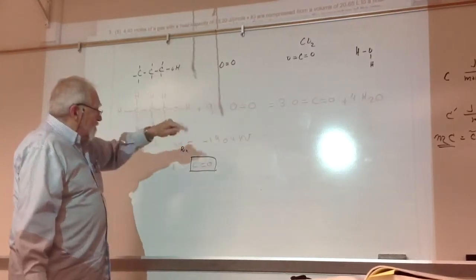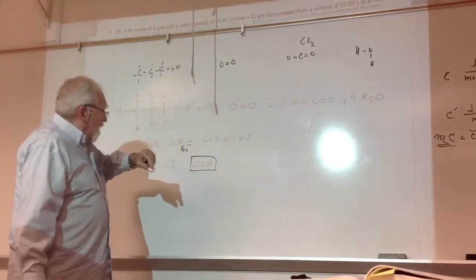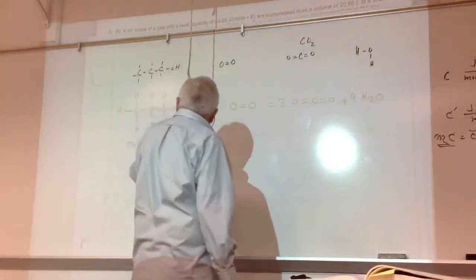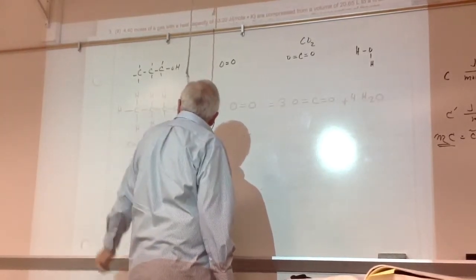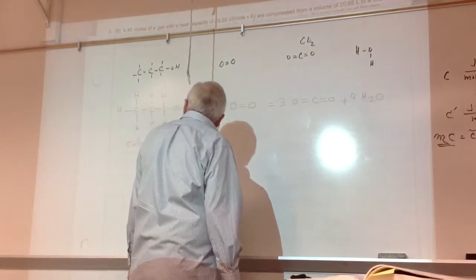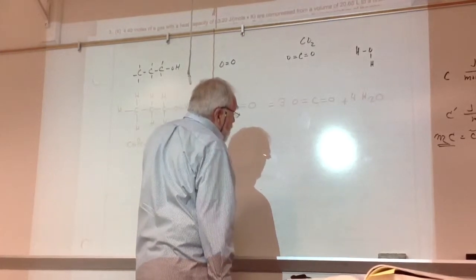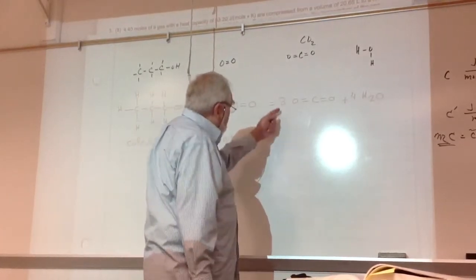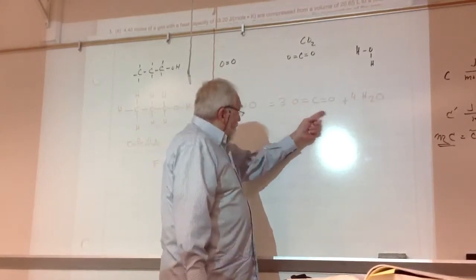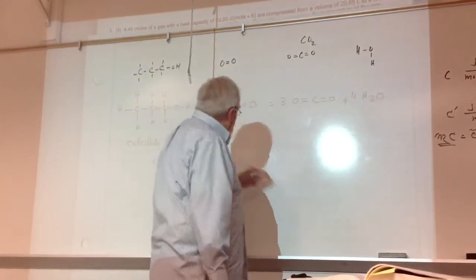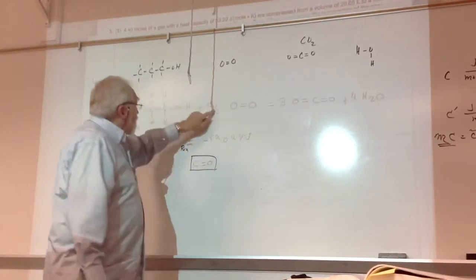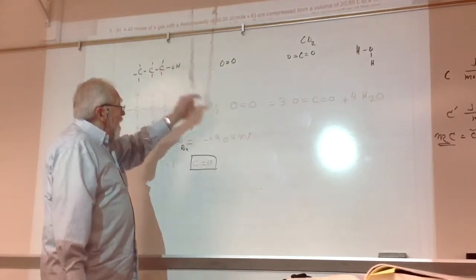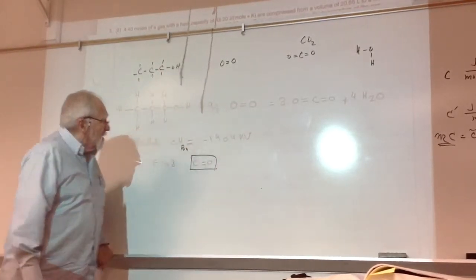1, 2, 3 carbons, 3 carbons. 1, 2, 3, 4, 5, 6, 7, 8 hydrogens. 8 hydrogens. So here I have 3 times 2 is 6, plus 4 is 10. Here I have 1, that leaves 9, so the coefficient is 9/2 in front of the oxygen.